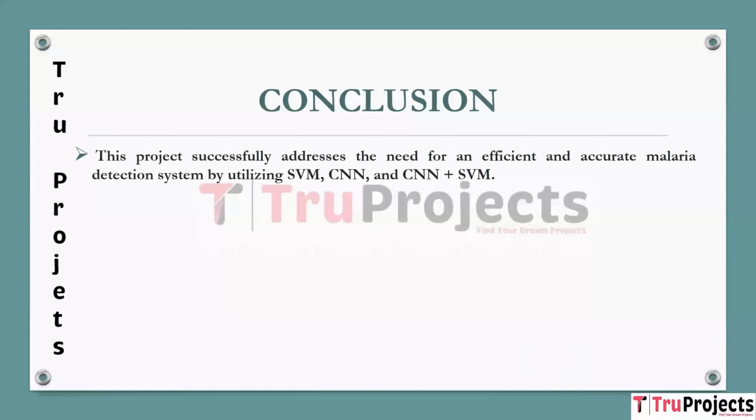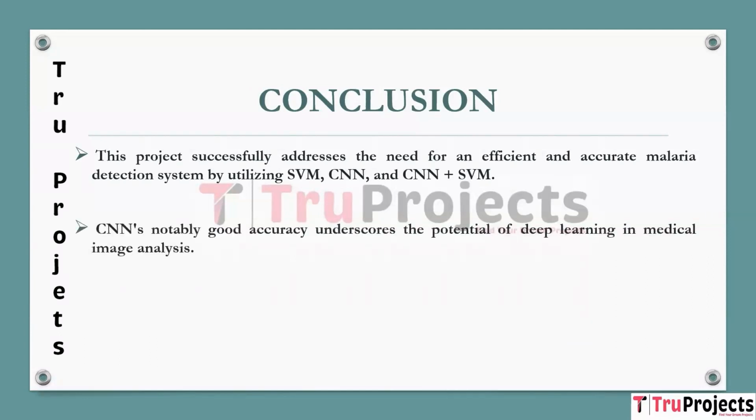This project has successfully addressed the critical need for an efficient and accurate malaria detection system. By leveraging a combination of SVM, CNN and CNN with SVM, we have achieved significant progress in automating malaria diagnosis. Notably, the integration of CNN into our approach has yielded commendable results, with CNN achieving good accuracy in the identification of malaria parasites in blood samples. This underscores the potential of deep learning techniques in medical image analysis.